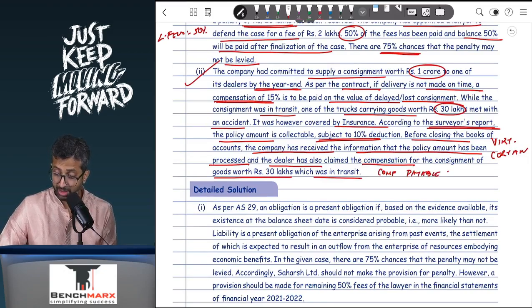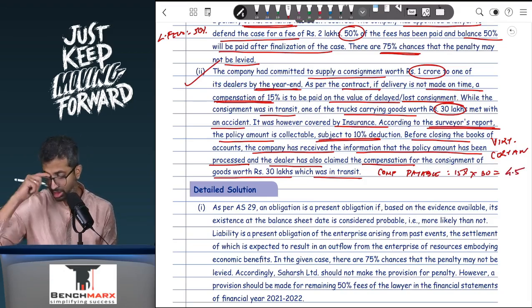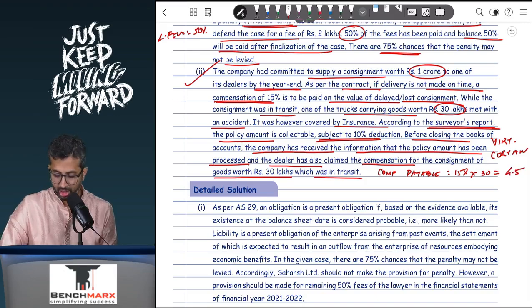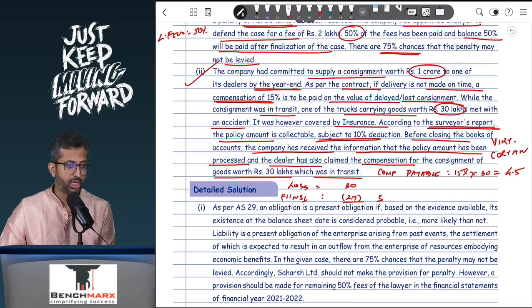This is 15% of 30 lakhs, which will probably come to what? 30 into 15% comes to, I think, 4.5 lakhs. Apart from that, your overall loss is 30 lakhs, which is getting covered by insurance to the extent of 90%, that is 27 lakhs, and hence there is a further 3 lakh rupee net loss which will go in the P&L.